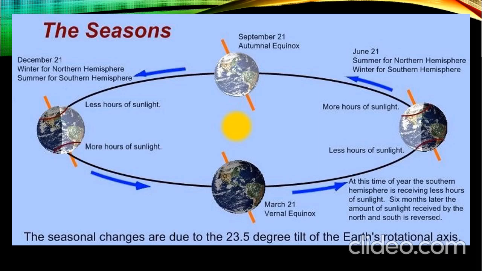So as you can see this now, you can tell categorically which season has the highest amount of sunlight. Definitely we can see September 21, isn't it? You can see the tilt facing towards the sun.